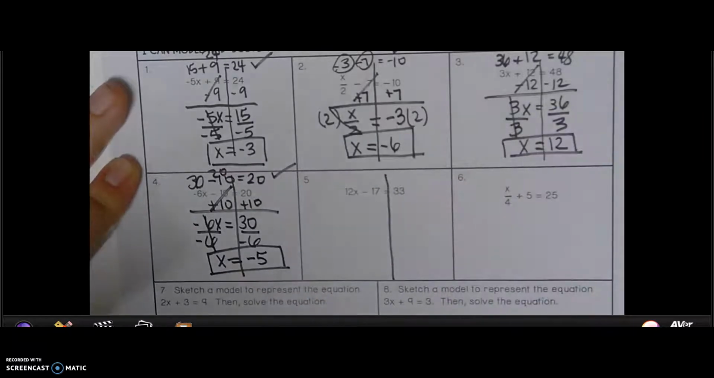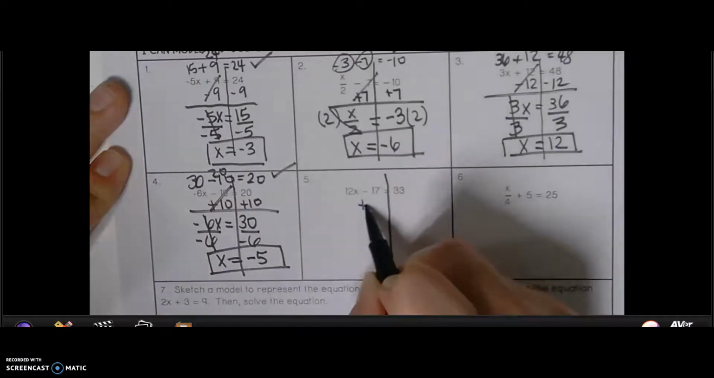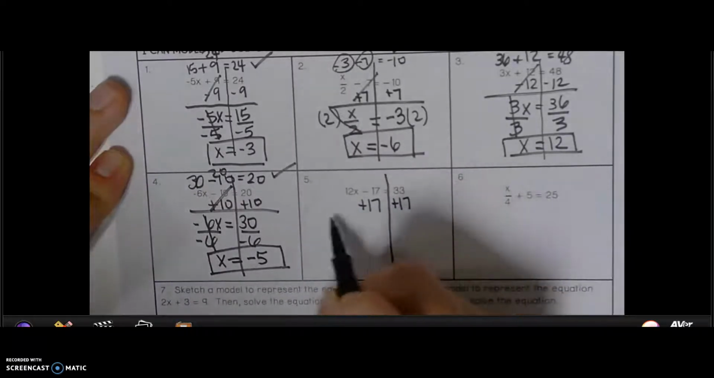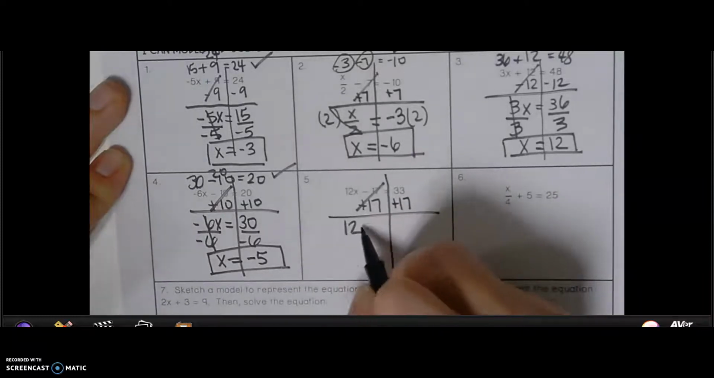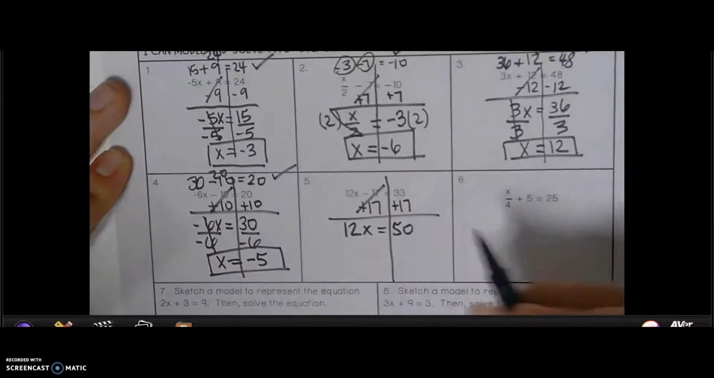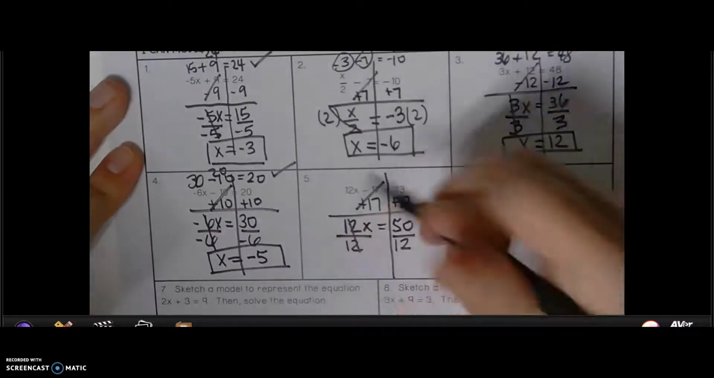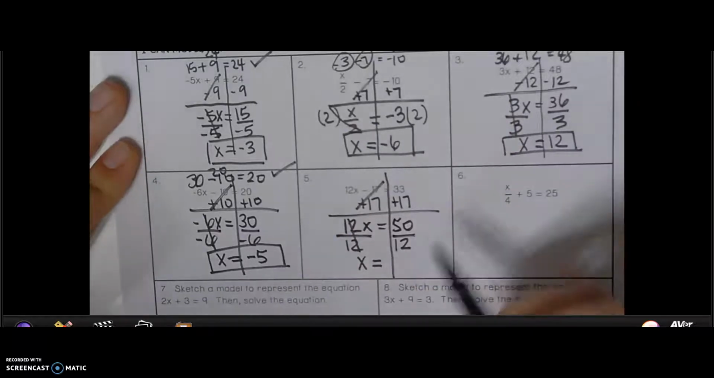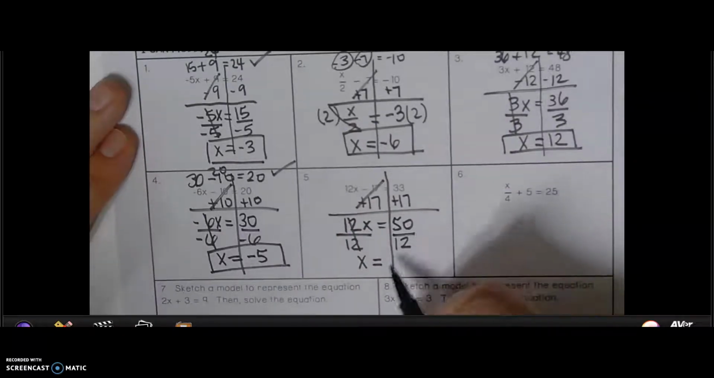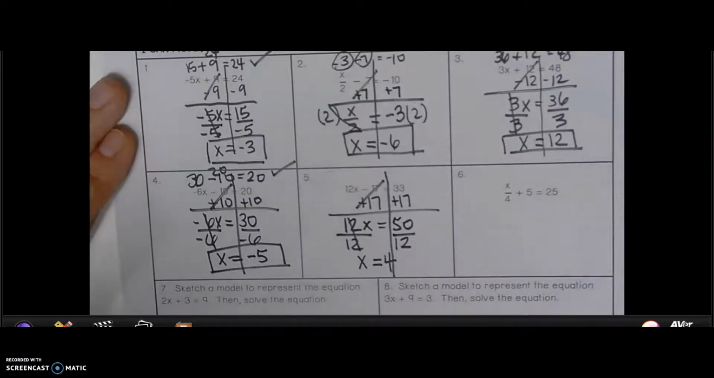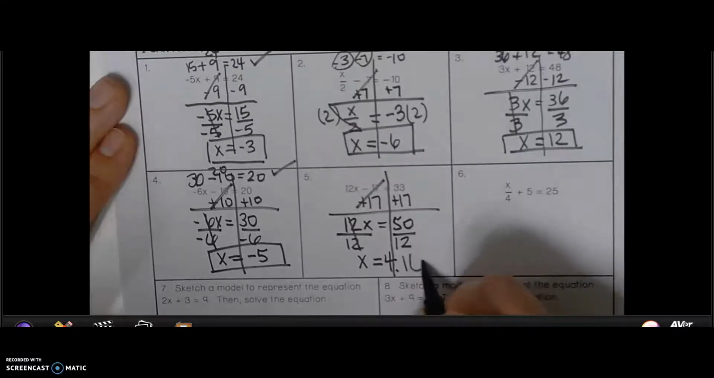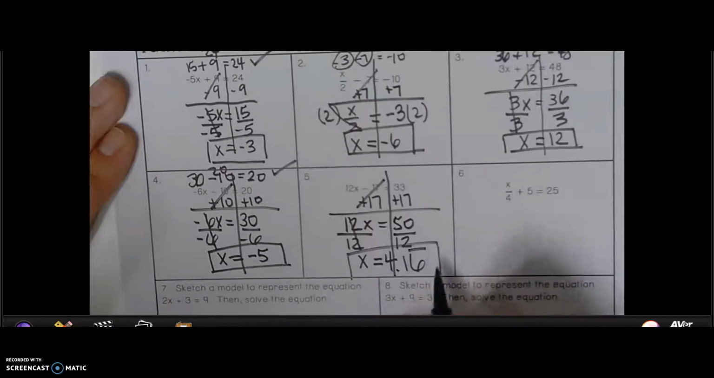For number 6, 12x minus 17 equals 33. So we are going to add 17 to both sides. That's my constant. That will give me 12x is equal to 50. Then I am going to divide each side by 12, because that's how I undo multiplication. That will give me x by itself. And 12 can go into 50 4 times, and that would give me 48. I think this is going to end up being a decimal. It's 4.16 with a repeating at the end.